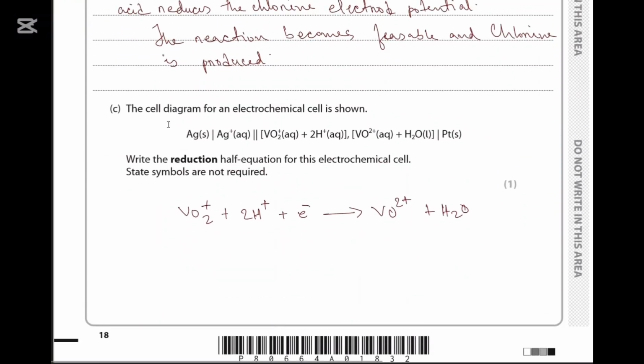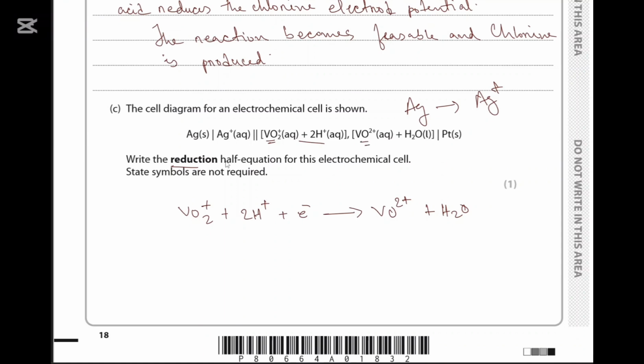And the next question is, the cell diagram for an electrochemical cell is shown. Okay, right, the reduction half equation. For here, Ag turns to Ag plus. Silver loses an electron, so losing electrons is oxidation. Therefore, the reduction is the reaction for VO2 plus. So VO2 plus plus H plus, the given equation. Since it's being reduced, it will gain an electron. So I write one electron, and then it becomes VO2 plus.